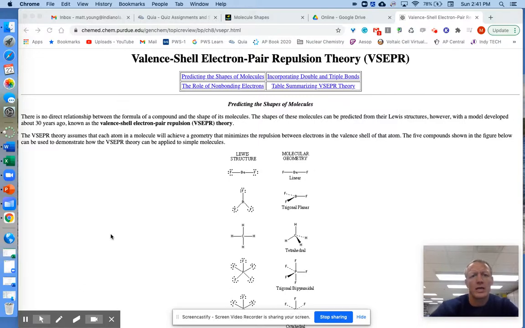Hey, this video is on molecular geometry. I made another one that just showed our shape sheet. This will show a little bit more, but the shape of a molecule is all based on what's called VSEPR. This VSEPR theory right here.